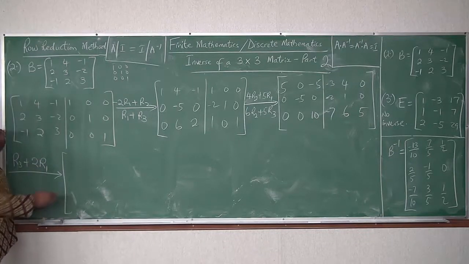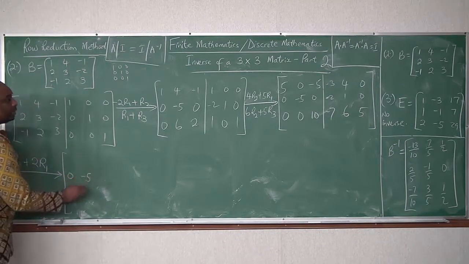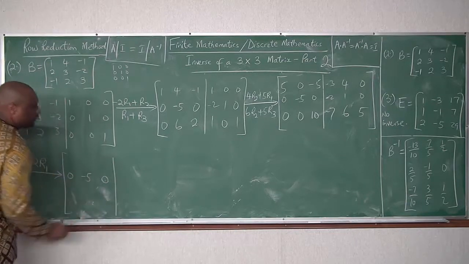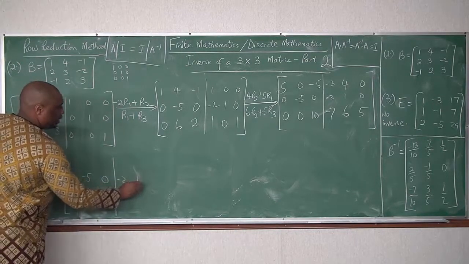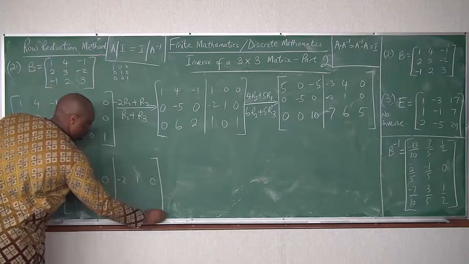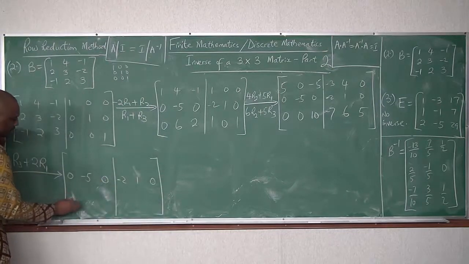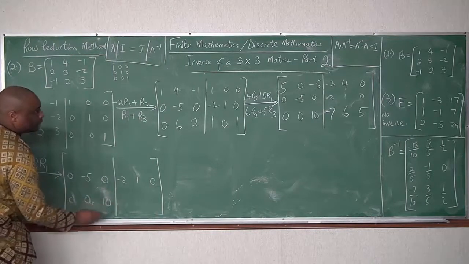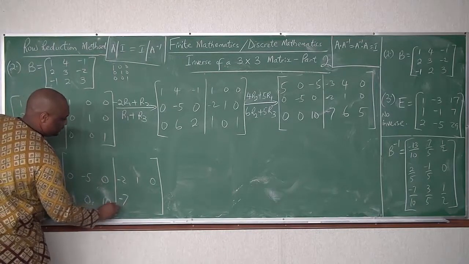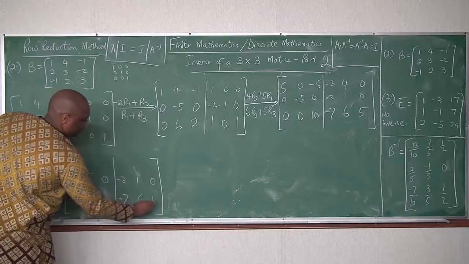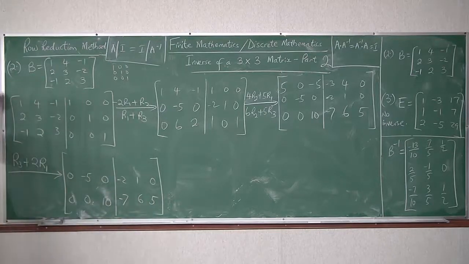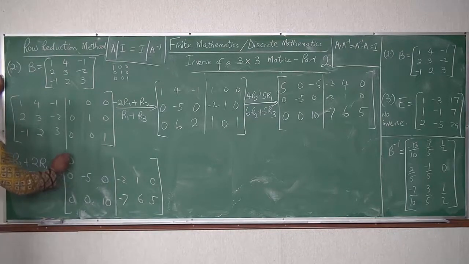Row 2 and row 3 do not change. We leave it like that. 0, negative 5, 0. Negative 2, 1, 0. Then 0, 0, 10. Negative 7, 6, 5. 0 plus 2 times 5 is 10. 10 is here. 0, 0 is 0.